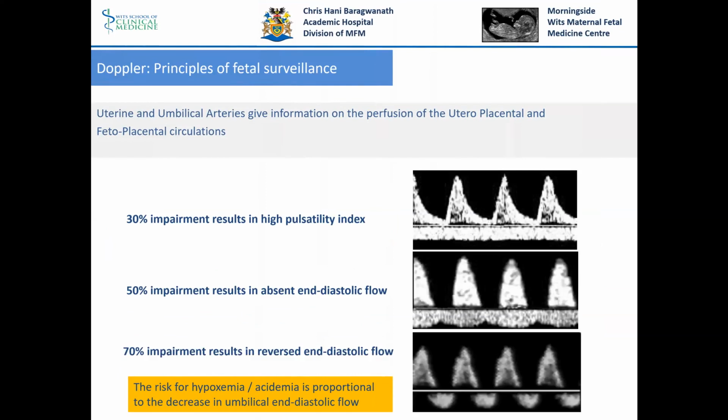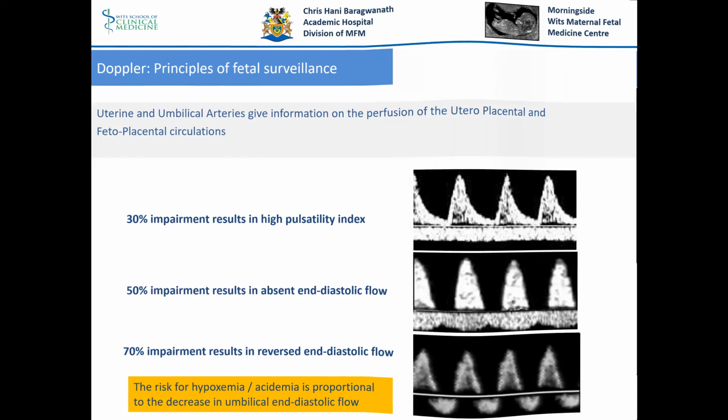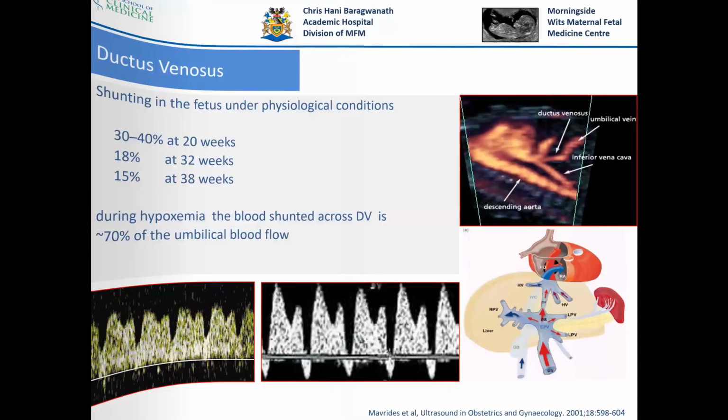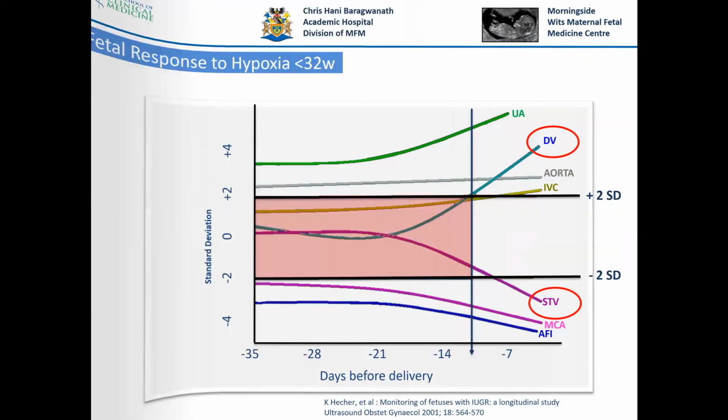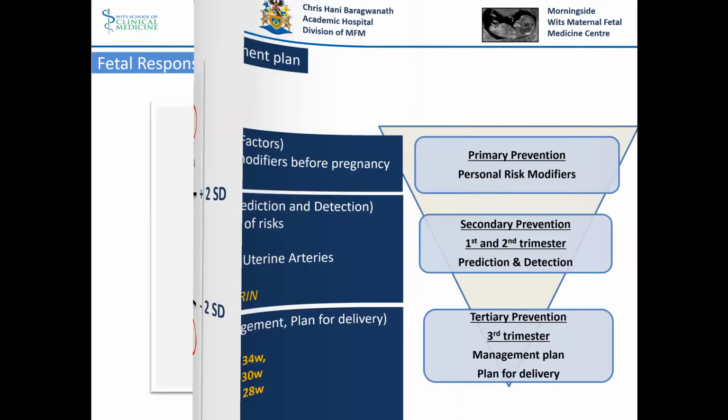So when we talk about absent end-diastolic flow or reverse end-diastolic flow, we need to understand that these are very strong statements. Absent or reverse end-diastolic flow means more than 70% of the placenta is not working. And if you have only 30% of the placenta working, as the baby grows bigger and needs more provision of nutrients and oxygen, it will not get them, and therefore will be growth restricted. I will leave the MCA and the ductus venosus because I'm sure at this level everybody understands the significance of this. And I will go to the very last slide.